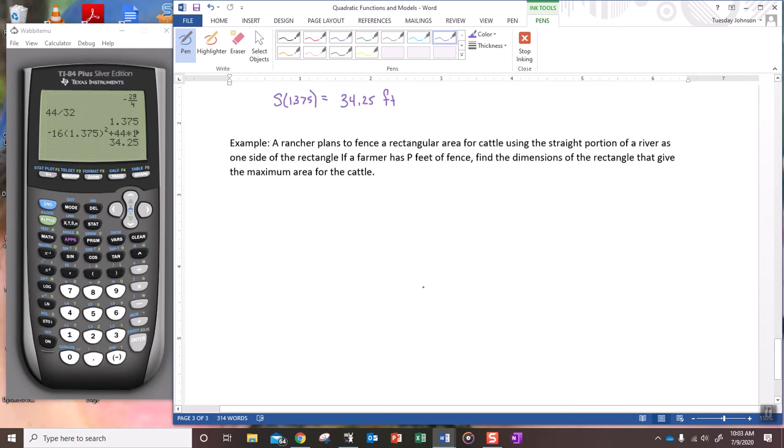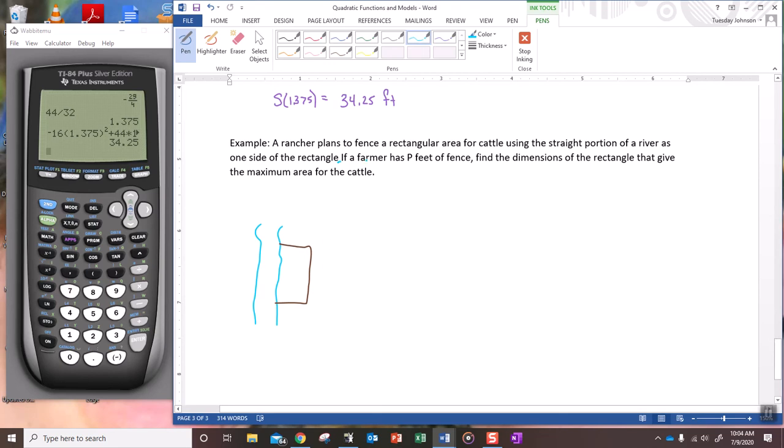All right. A rancher plans to fence a rectangular area for cattle using the straight portion of a river as one side of the rectangle. Somebody forgot a period. That was me. All right, so we have this river. And along the straight portion of the river, we're putting up fencing. And my fencing is always brown. So I'm using the river as an edge.